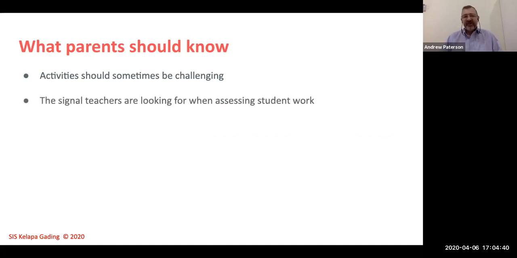The second thing I want parents to know is that teachers are looking for a particular signal when it comes to assessing student work. So when all those assignments come in, all the activities come in, and teachers are looking through those and ticking or crossing and marking and making comments, they're looking for information. They're trying to find out, did most of my students understand this? Did some not understand? Are there certain students that got everything and some who didn't get anything? Do I need to reteach this? Do I need to work with certain students more? This is a normal part of teaching and learning.